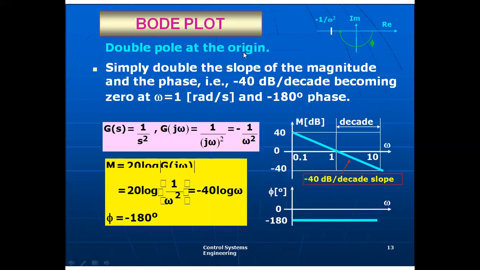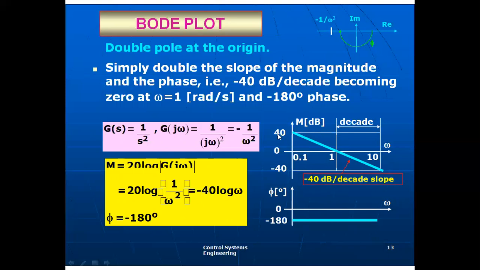Suppose there is a double pole at the origin, as I mentioned, for G(s) equal to 1 by s square. So 20 log of 1 by omega square. This 1 by omega square can be written as omega power minus 2. So bringing the minus 2 down, we get minus 40 log omega. So we'll get a slope of minus 40 decibel per decade. At omega equal to 1, you will get 0. When omega equal to 10, log 10 is 1, so you will get minus 40. So the magnitude is minus 40, and the slope will be minus 40 decibel per decade.